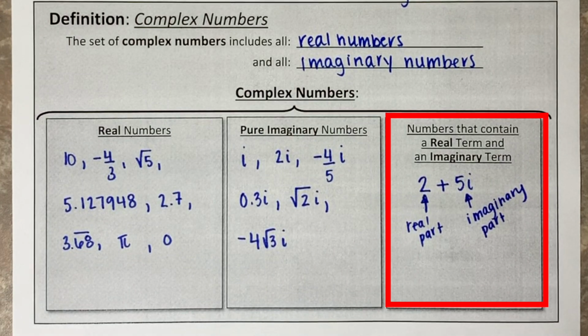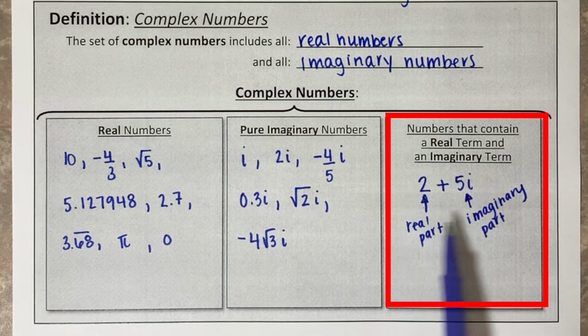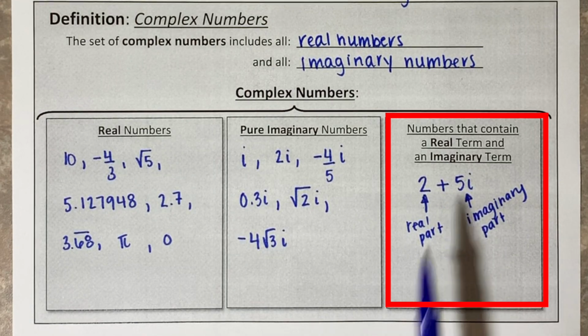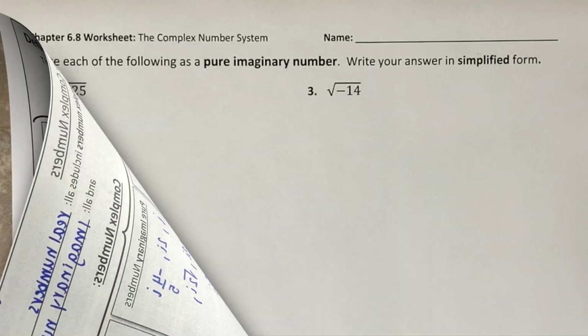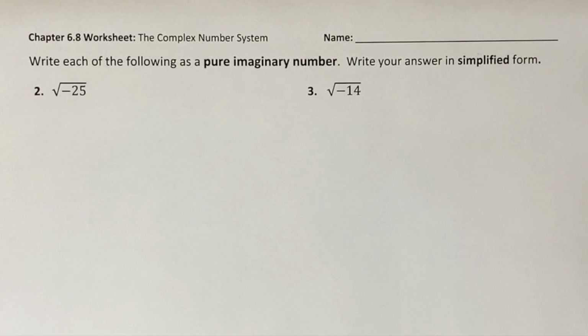So this number is not a real number, it's not a pure imaginary number, it's a combination of the two. But it still falls under the category of a complex number. Here's one last example of a number that contains a real term and an imaginary term. So anytime we have a square root of a negative number, that is an imaginary number. And we always like to rewrite square roots of negative numbers in the pure imaginary number form.